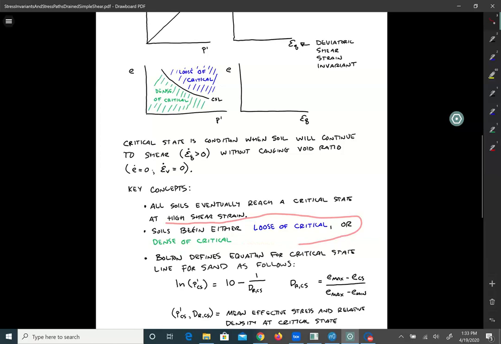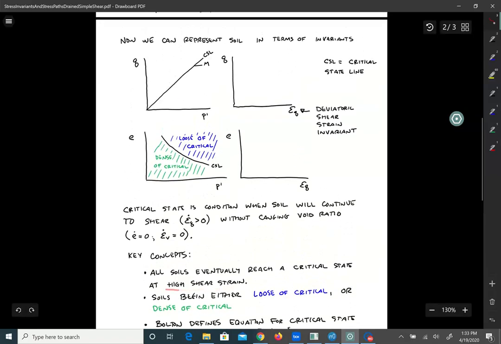What we mean by loose and dense of critical is that if it's above the critical state line in e-p' space, it's loose of critical, right? The void ratio is higher than the critical state void ratio. That means that the soil is loose, and to get to critical state, it has to contract. It's going to get denser, right? And then it'll move down to the critical state line at failure.